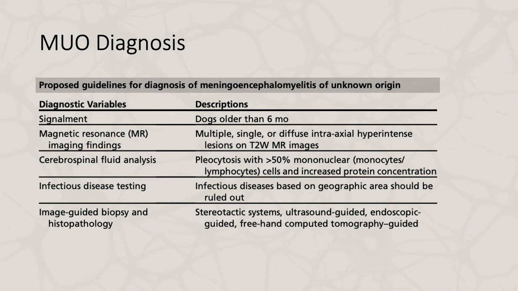However, Granger and colleagues used meta-analysis to formulate guidelines for establishing a presumptive diagnosis of MUO in the absence of histopathologic diagnosis. To summarize, dogs diagnosed with MUO have multifocal neurologic signs, CSF mononuclear pleocytosis, and hyperintense lesions on T2-weighted magnetic resonance imaging. Although some MRI features are common with the necrotizing and granulomatous forms, none are considered specific for the diagnosis of any disease.